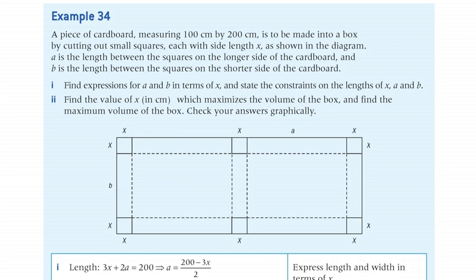The variable x is the length and width of the squares to be cut out. The parameter a is the length between the squares on the longer side of the cardboard, and the parameter b is the length between the squares on the shorter side of the cardboard. Using the variable and parameters, the length of the box is therefore 3x plus 2a. Since the length is 200 centimeters, write the corresponding equation and solve for a.